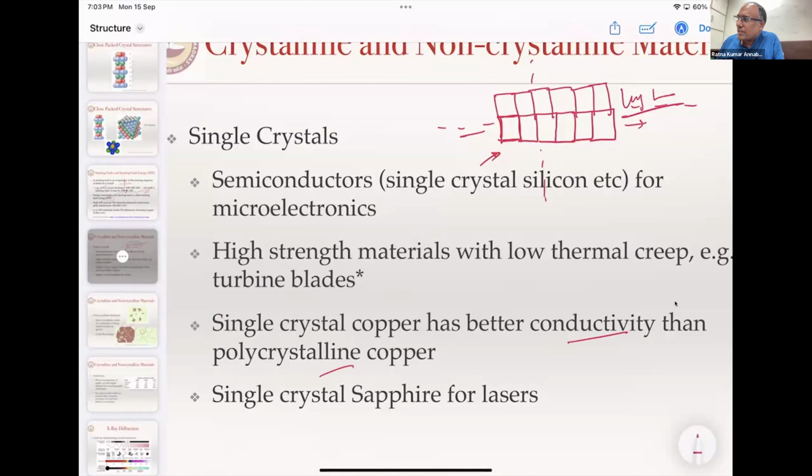And if you want your material to have very high creep resistance, then you don't want to have grain boundaries, because grain boundaries are the ones which will create trouble at high temperatures. And hence, you want to avoid grain boundaries. That means it is better to have a single crystalline material. That is why turbine blades are usually made of single crystal materials.